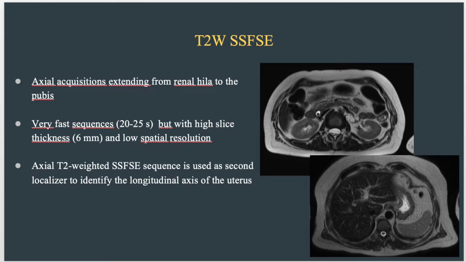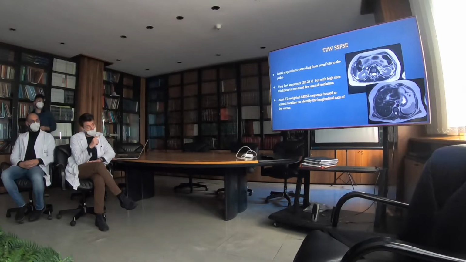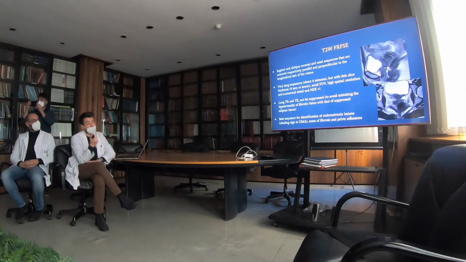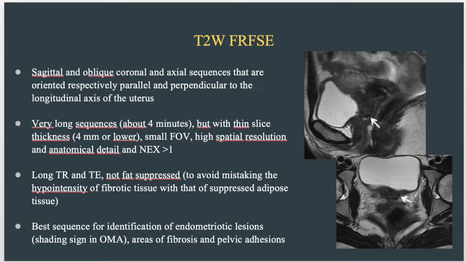And we use the axial single shot to identify the longitudinal axis of the uterus, so we can use it as a second localizer to acquire, parallel and perpendicular to this longitudinal axis, the sagittal, oblique coronal and axial sequences of T2-weighted fast spin echo. These are very long sequences of about 4 minutes with thin slices of about 4 millimeters or lower, with high spatial resolution and anatomical detail and an NEX greater than 1.